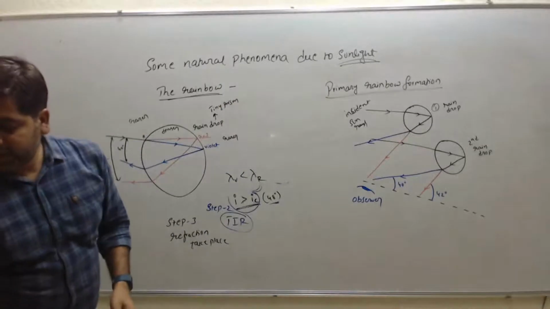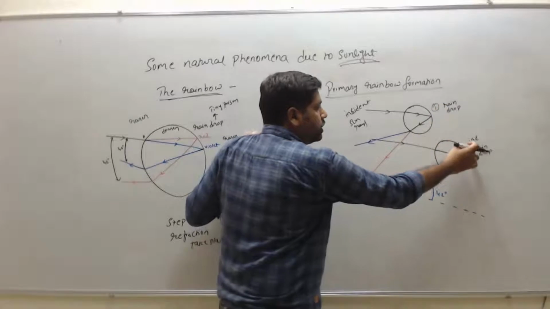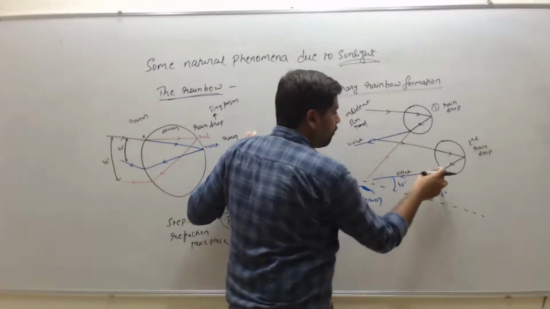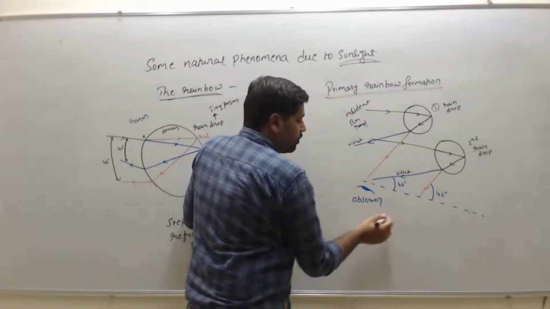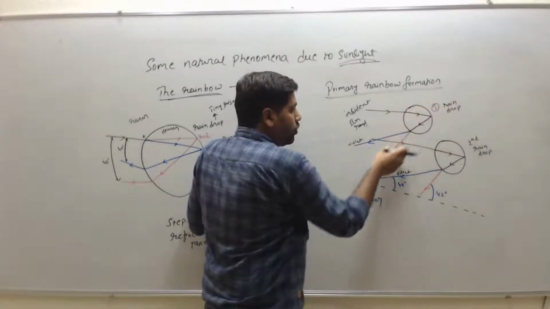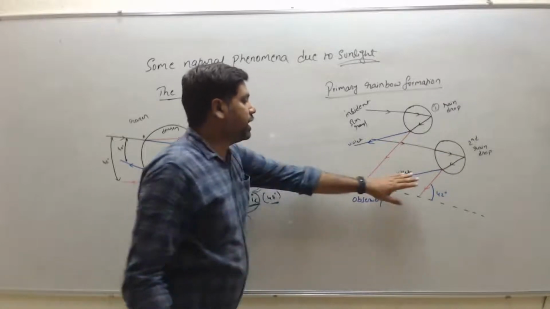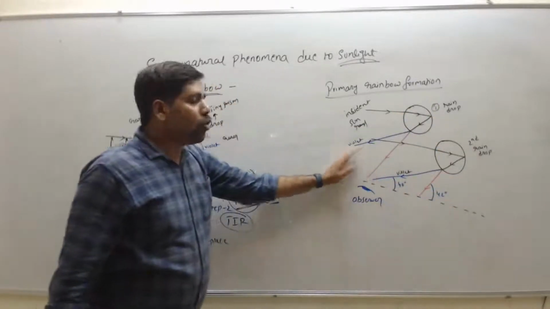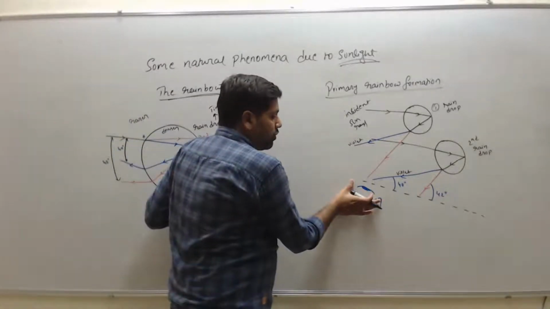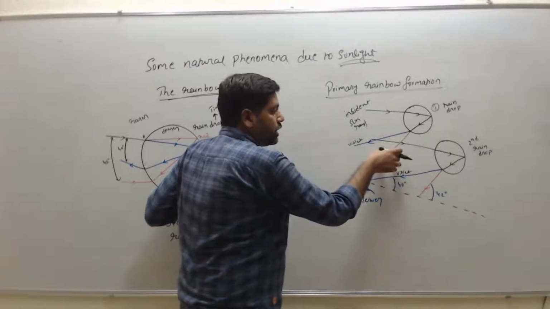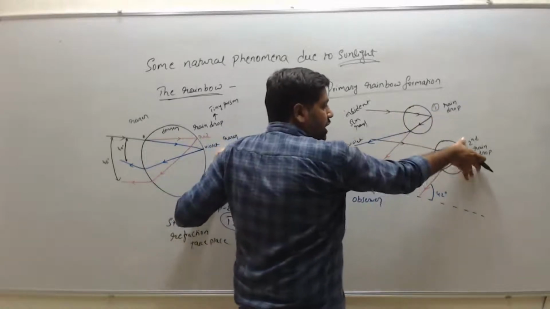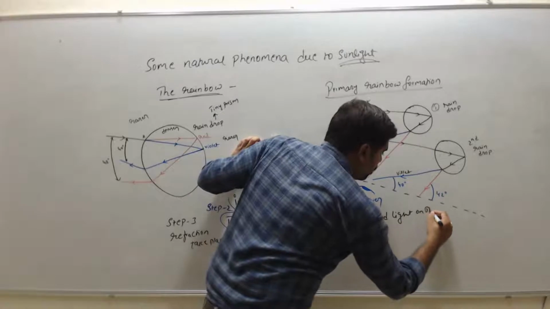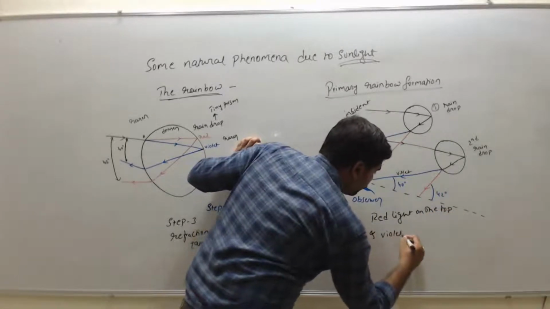If you observe here, the red light of the first raindrop and the violet light of the second raindrop will be observed by the observer. From the first raindrop he sees the red light, and from the second drop he sees the violet light. The remaining lights, that is violet light from the first raindrop and red light from the second raindrop, are above and below the observer. So the observer can see only the red light and violet light, that is, red light from the first raindrop and violet light from the second raindrop. Hence, the observer will see red light on the top and violet in the bottom.